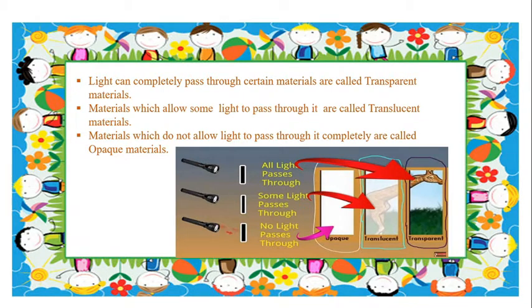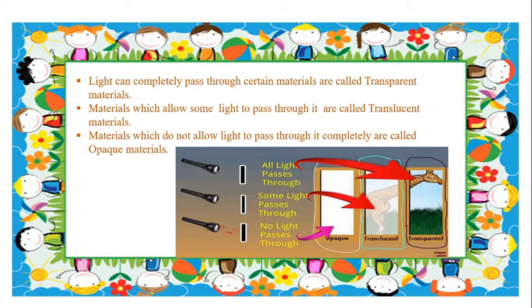Light can completely pass through certain materials like glass, lens, plastic, cellophane, etc. These materials are called transparent materials. The materials which allow some light to pass through them, for example, tissue paper, tracing paper, skin, nails, are called translucent materials.